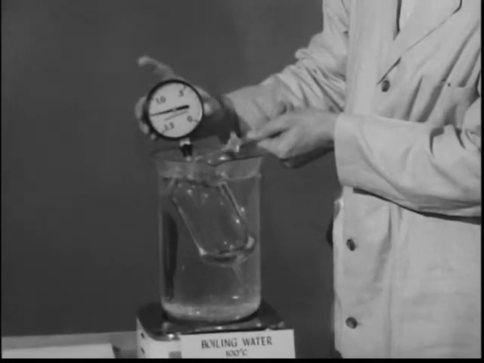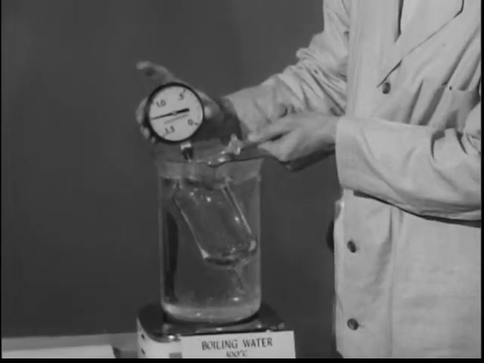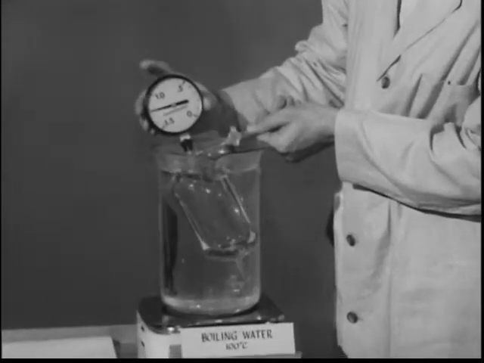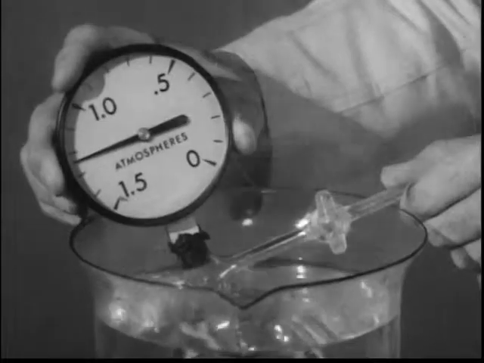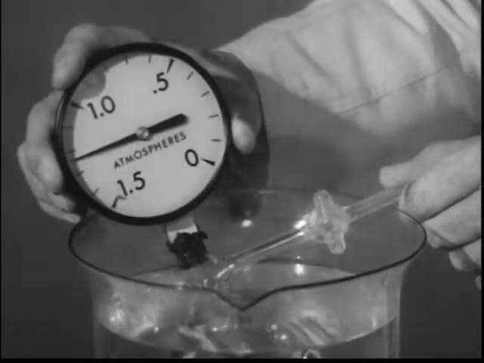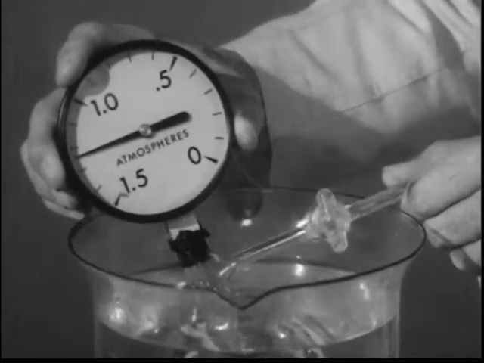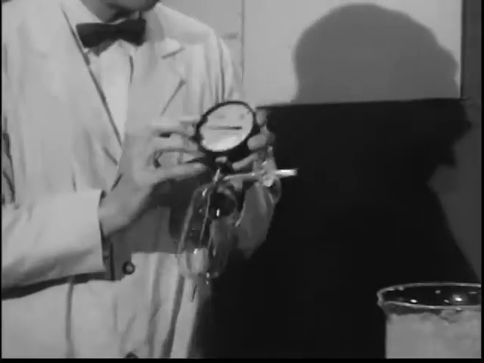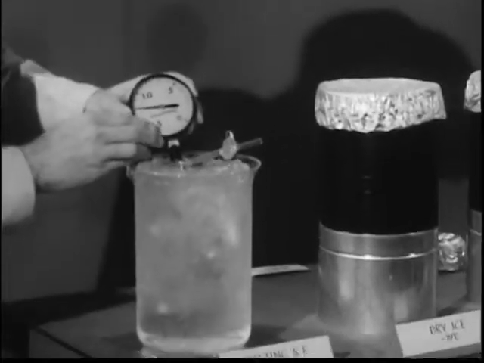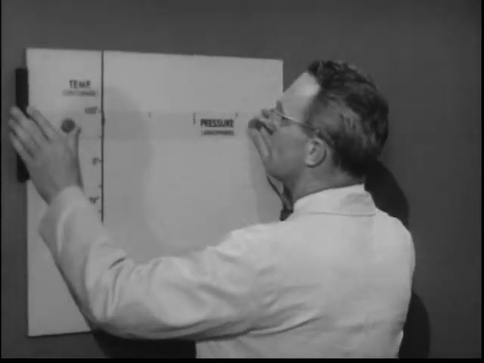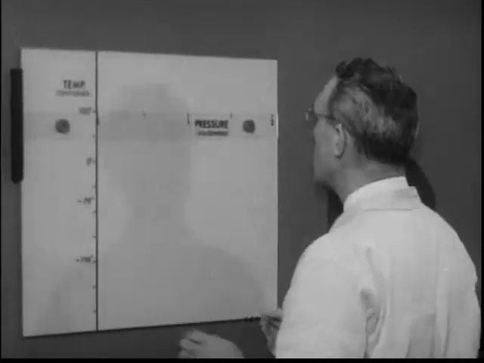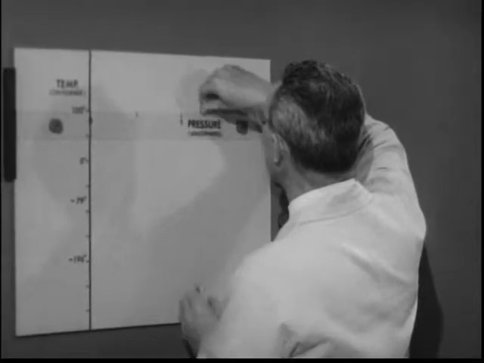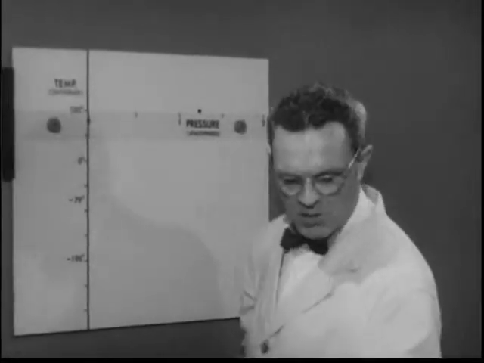The volume and the number of molecules remain constant, but the pressure changes. The pressure is 1.24 atmospheres at 100 degrees centigrade. Let's put the bulb in melting ice now. And while it sits, record the data from the boiling water. At 100 degrees centigrade, we get a point here. Our gas was helium.